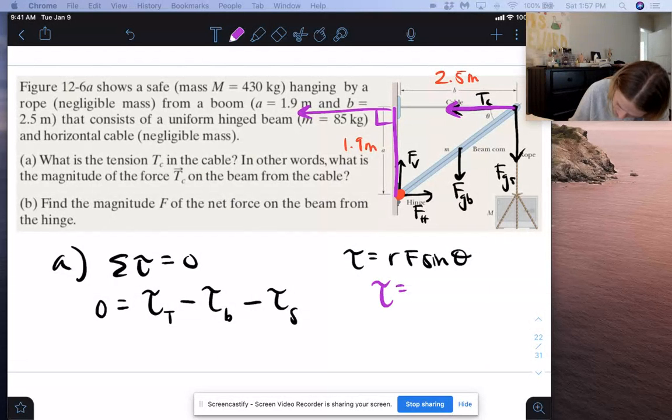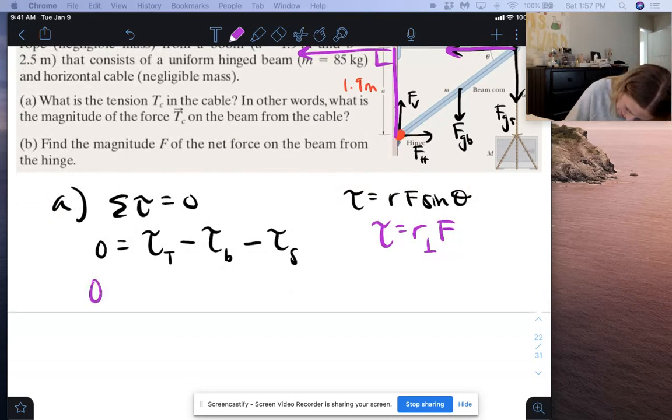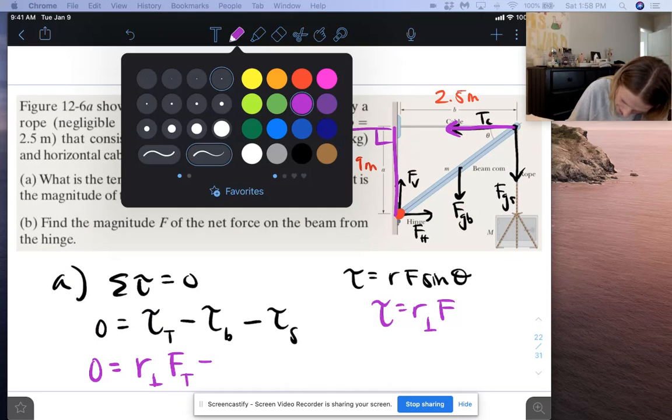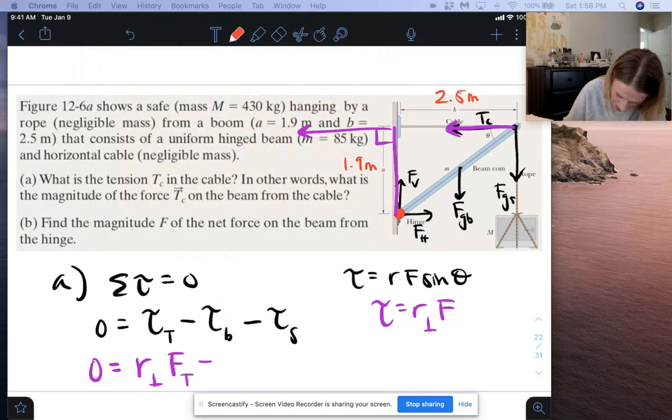So torque is equal to R perpendicular times the force. So here for my tension, we get 0 is equal to R perpendicular, which is that 1.9 meters for tension, times the force of tension. So minus, and then again, I'm going to do this in a different color so you can see what's happening here, the torque from the beam, and we can see that this beam is acting here, which is in the very center of that beam.